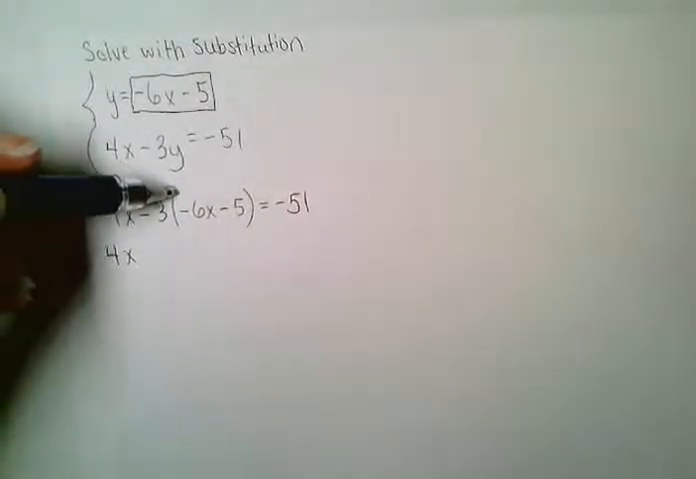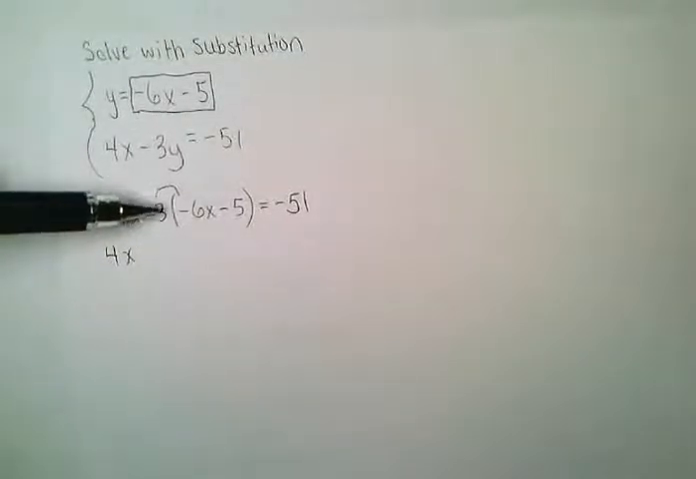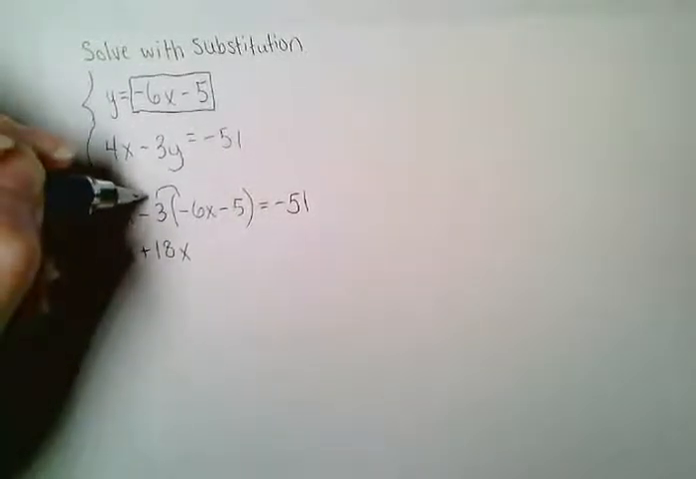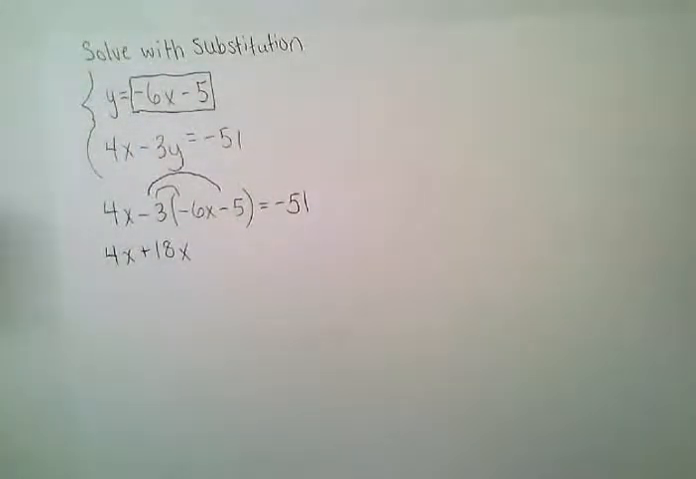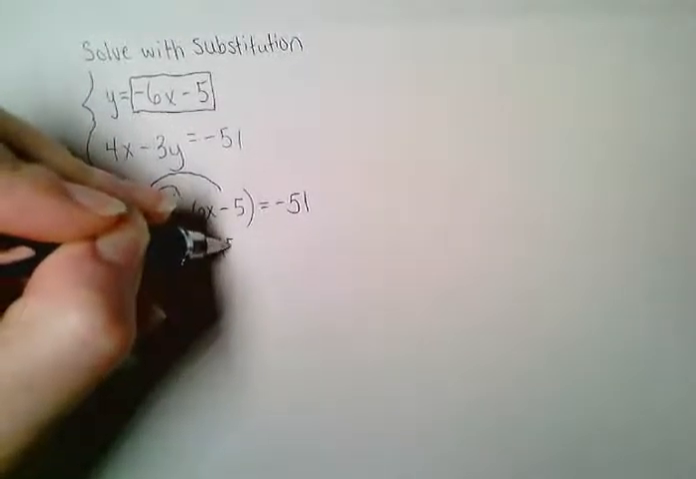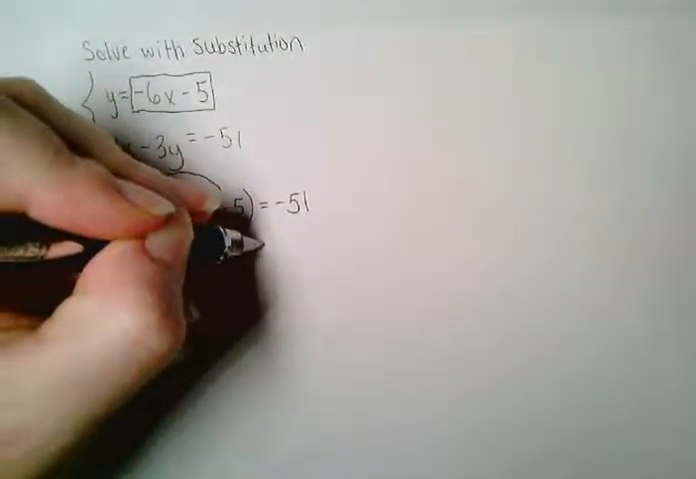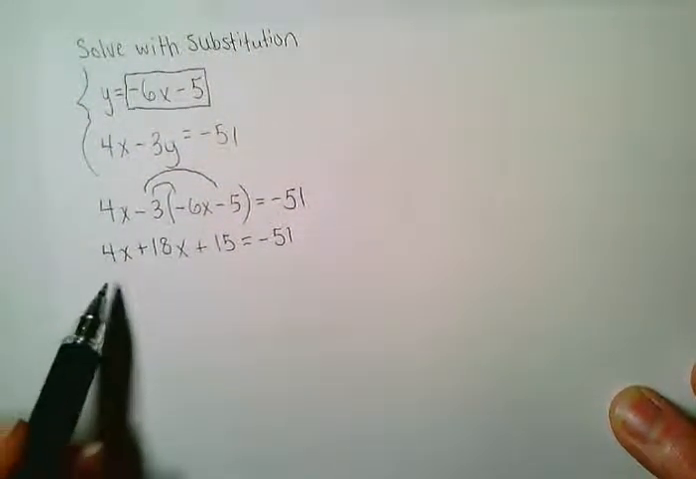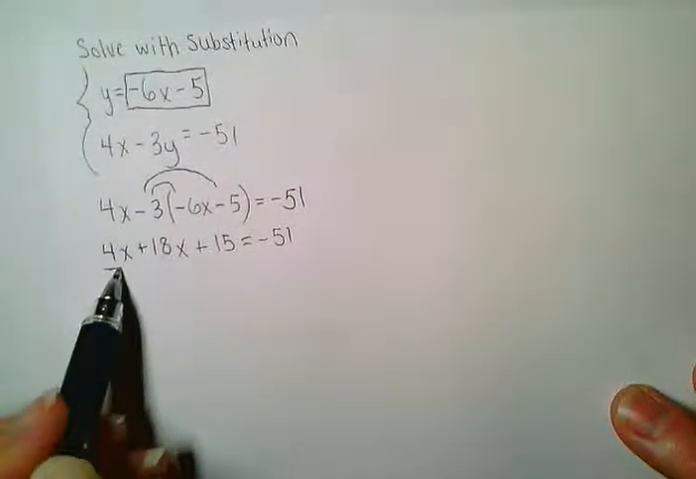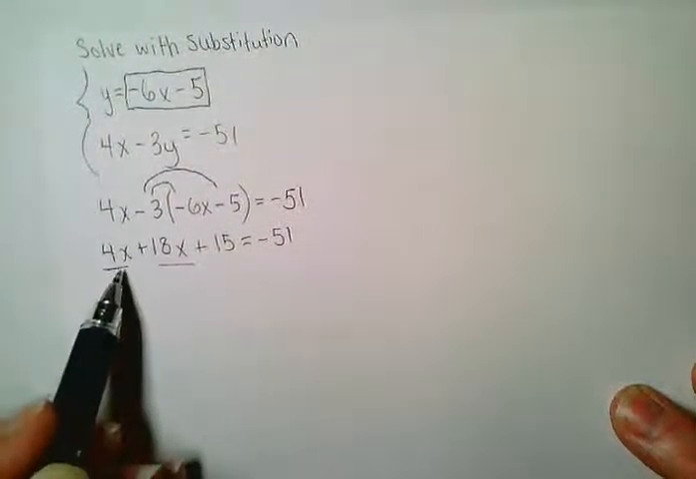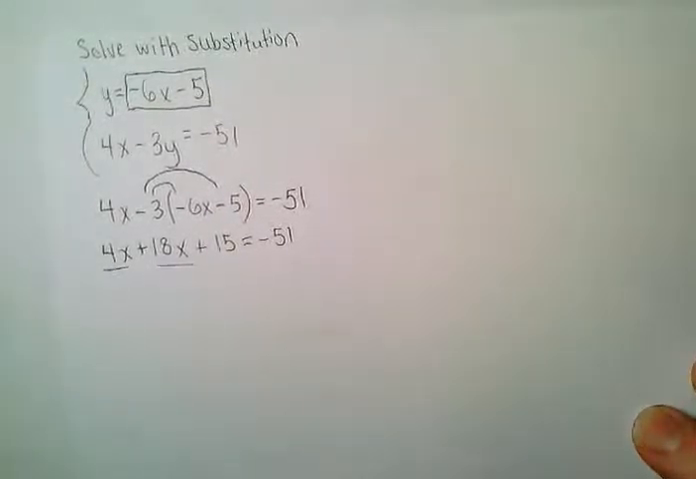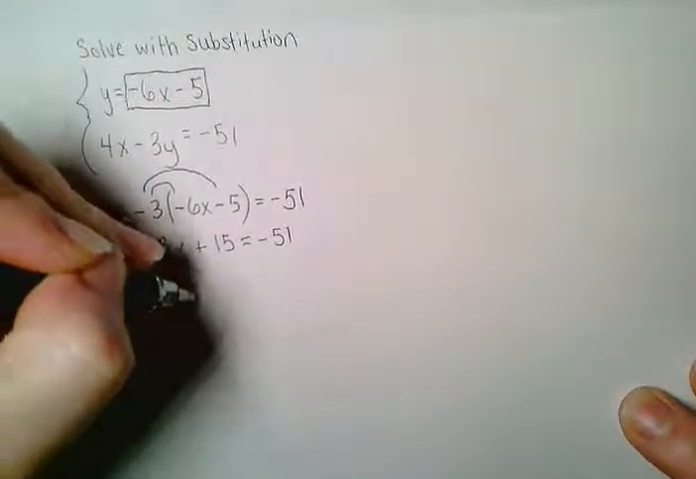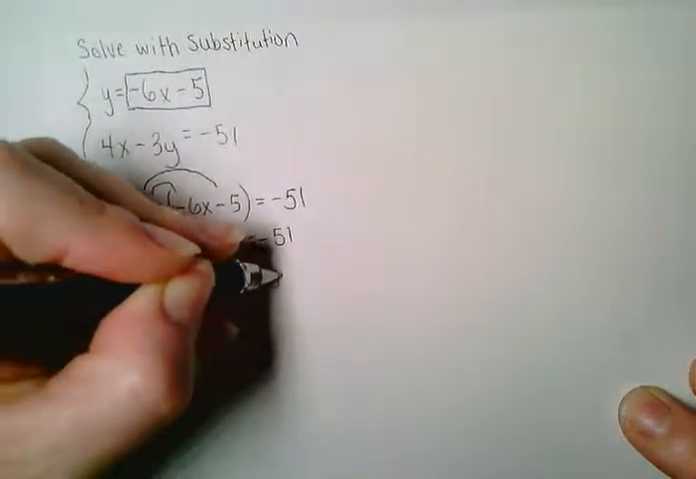I can use the distributive property to multiply negative 3 times negative 6x, which gives me positive 18x. And then I can also use negative 3 times negative 5, which gives me positive 15 equals negative 51. Now to solve, I need to combine like terms on this left side of the equal sign. I have 4x and 18x. That can be combined together to make 22x plus 15 equals negative 51.